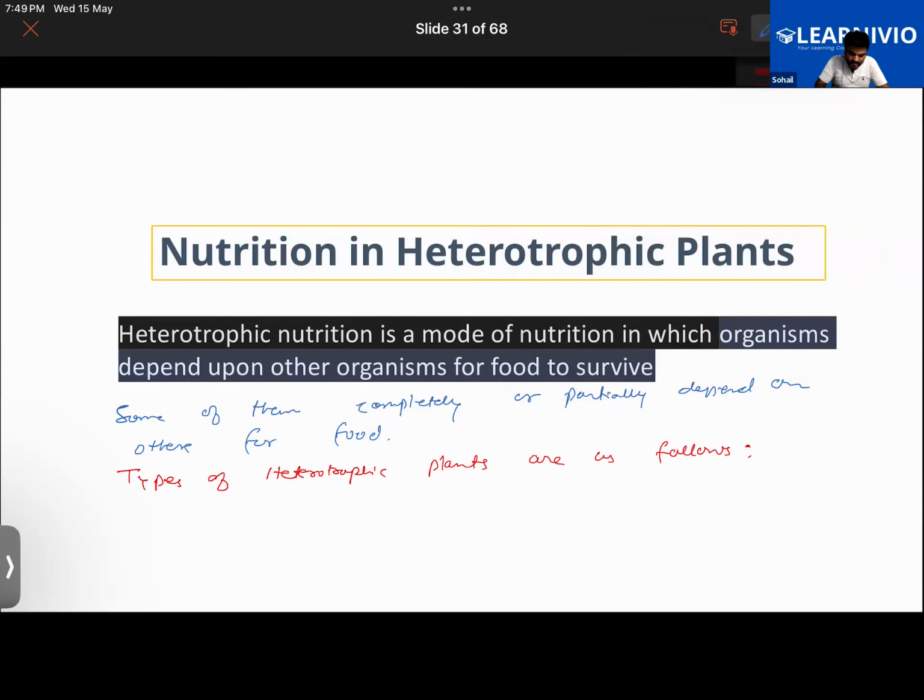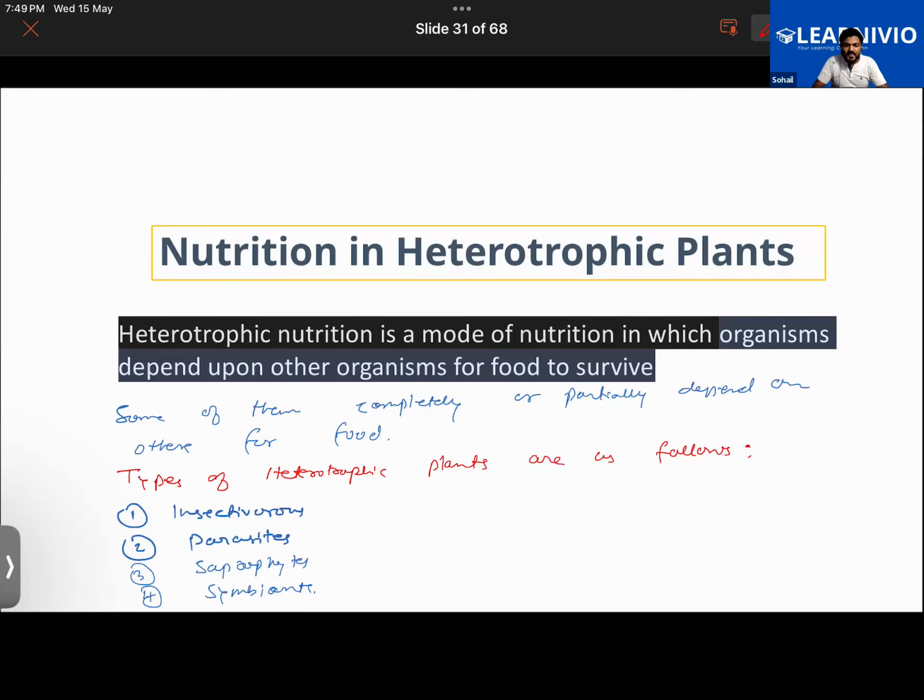So you have the following types of heterotrophic plants. You guys name them. You have insectivorous plants. After insectivorous plants, you would be studying about parasitic plants, parasites. Then you have saprophytes, and the last one is symbionts. So these are the four major categories of heterotrophic plants which we are going to study.